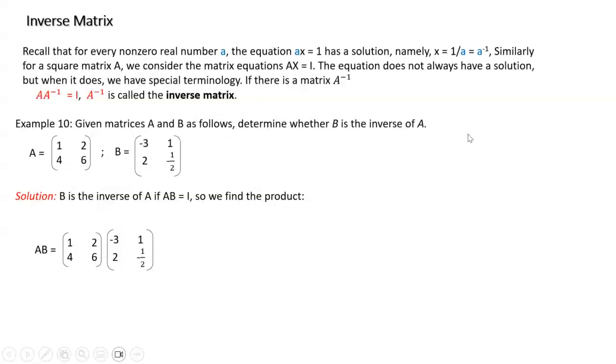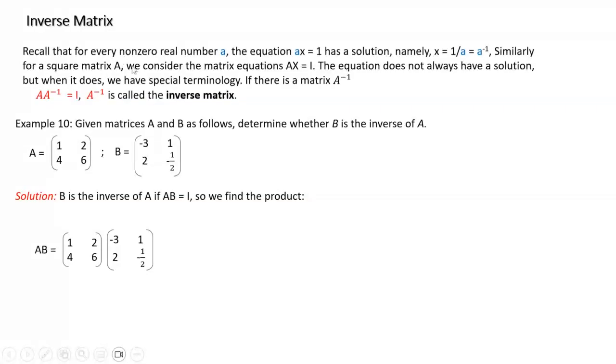Okay, now, the inverse. Recall that for every non-zero real number A, the equation AX equals 1 has a solution, namely X equals 1 over A. That's the inverse, 1 over A. And this is a notation, A to the negative 1. Similarly, for a square matrix A, we consider the matrix equation AX equals the identity. The equation does not always have a solution, but when it does, we have a special terminology: there is a matrix, the matrix inverse of A, which means A times A inverse is equal to the identity. The inverse A to the -1 is called the inverse matrix.